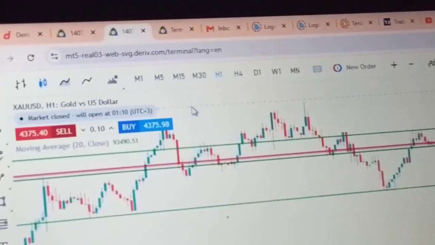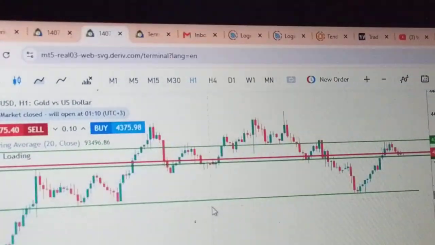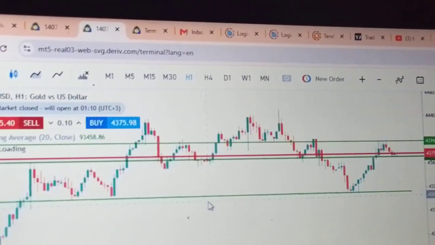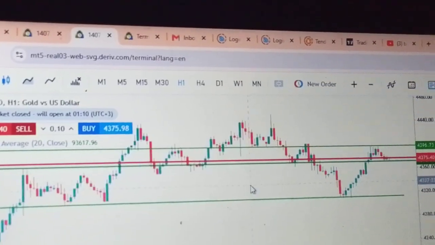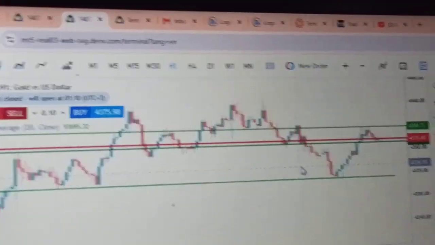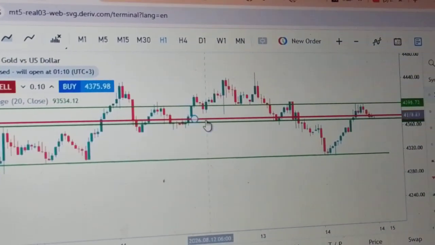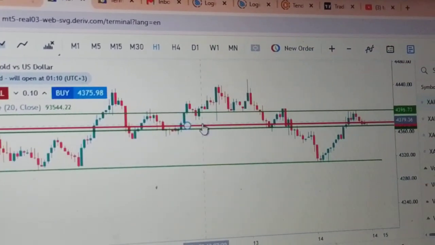I'm gonna do fundamental analysis to check whether there will be any news. If there's no news, I'm gonna strictly trade gold on pure price action. I'm gonna use pure price action. Pure price action is the best method to trade gold.